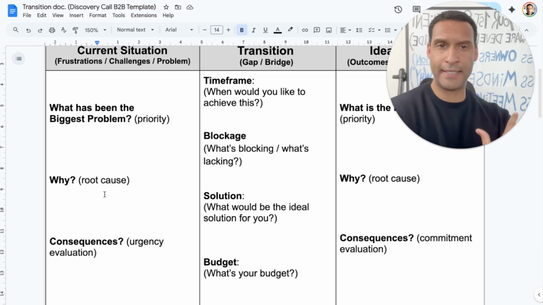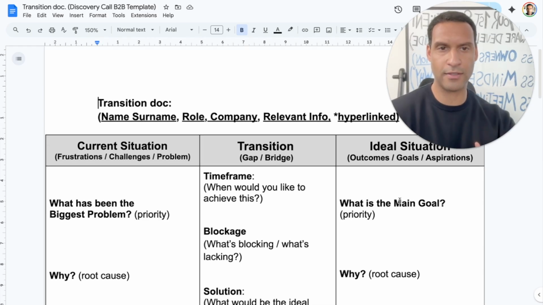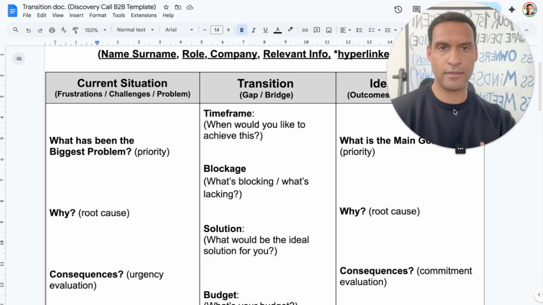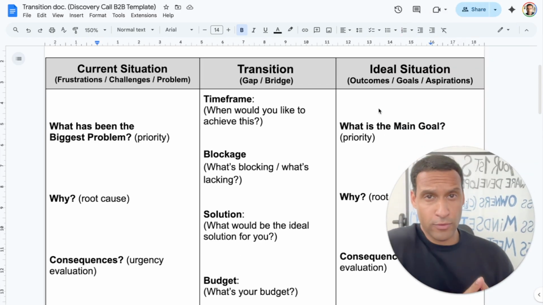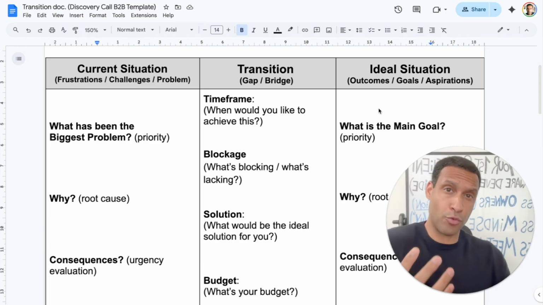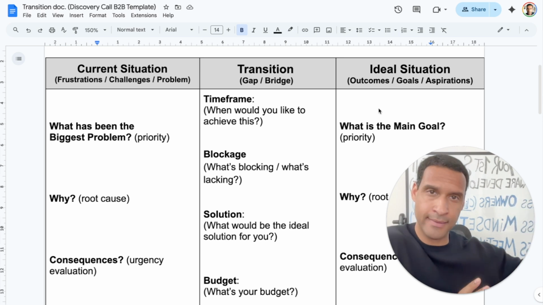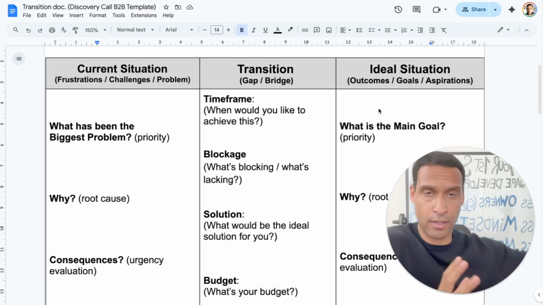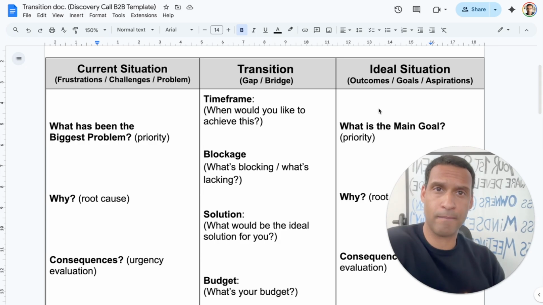What do you want instead in your ideal situation? What's your goal? What would be the goal for this job? You're recruiting someone to do what? What are the outcomes? What would be the ideal situation after working with a software developer three months after the contract? What would be the results you'd be happy with?